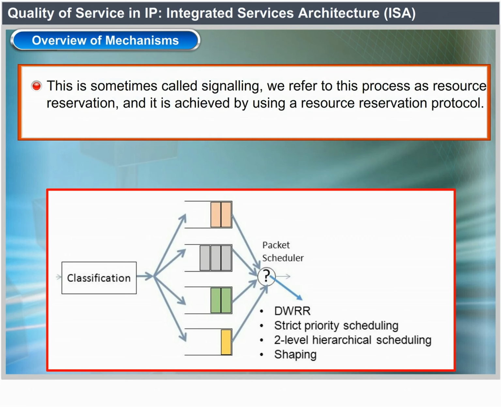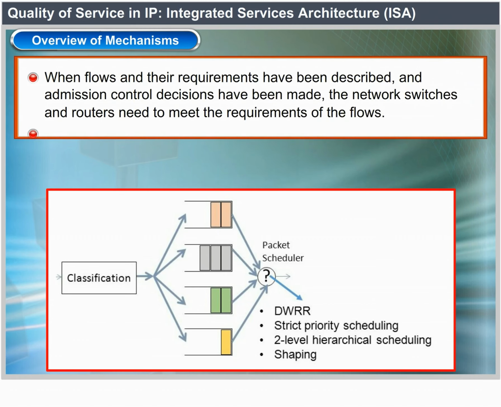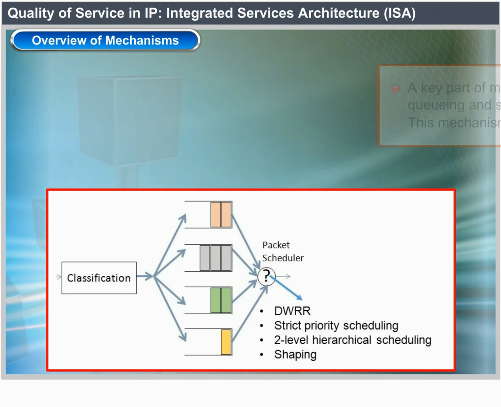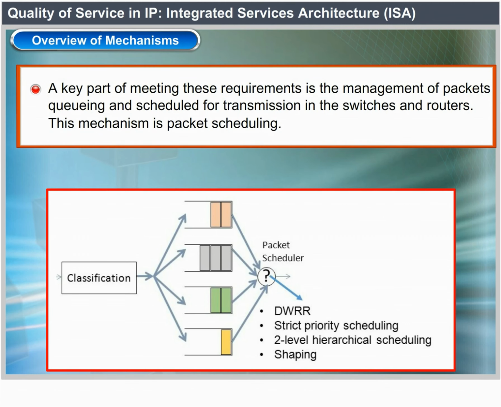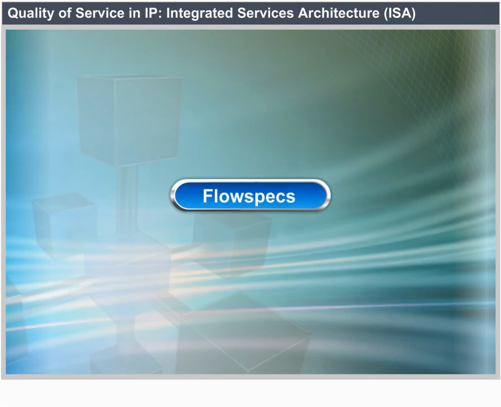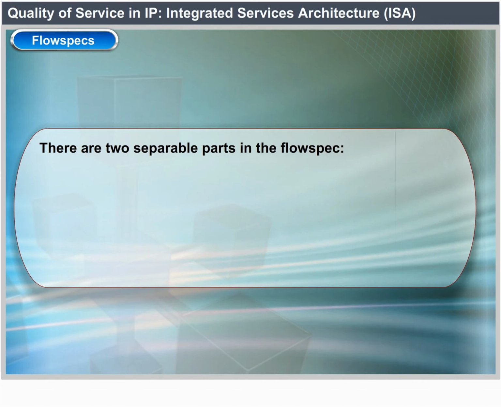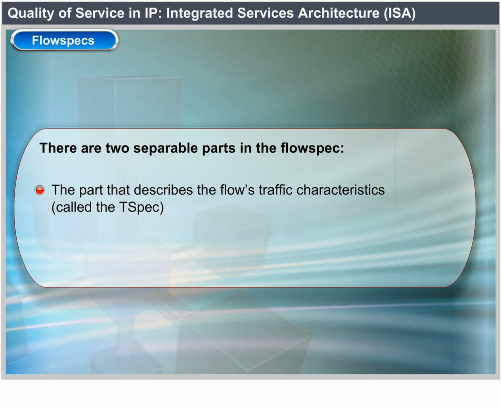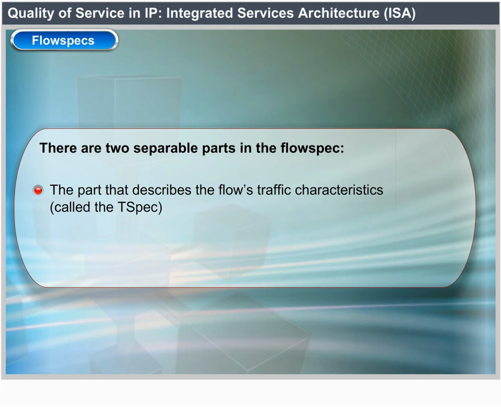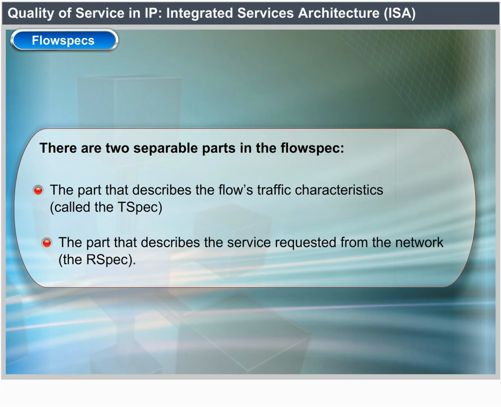When flows and their requirements have been described and admission control decisions have been made, the network switches and routers need to meet the requirements of the flows. A key part of meeting these requirements is managing the way packets are queued and scheduled for transmission in the switches and routers. This mechanism is packet scheduling. Flow specs. There are two separate parts to the flow spec. The part that describes the flow's traffic characteristics, called the T-spec. The part that describes the service requested from the network, the R-spec.